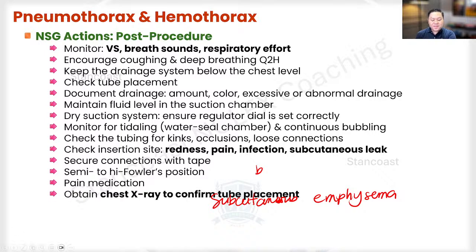Now, another thing that you need to look into is confirming the placement of the tube by having that chest x-ray as a follow-up in order to see if the tube is well in place in the pleural space.